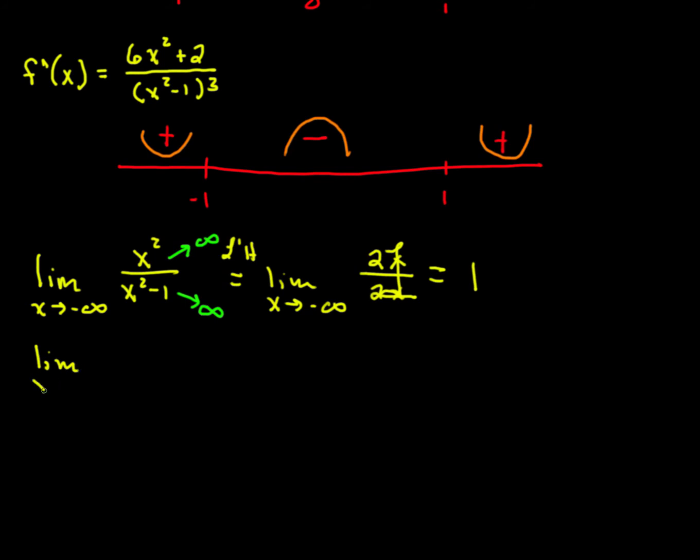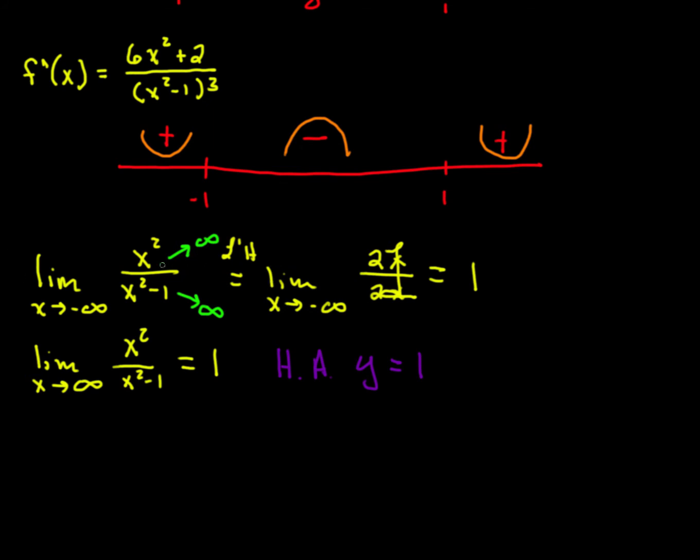The argument's the same. I'll let you do it by yourself, but if I take the limit as x approaches infinity of x squared over x squared minus 1, you can use L'Hopital's rule again and see that that's a 1. So there's the end behavior. I've got a horizontal asymptote, so a horizontal asymptote of y equals 1. Okay, so that's my end behavior.